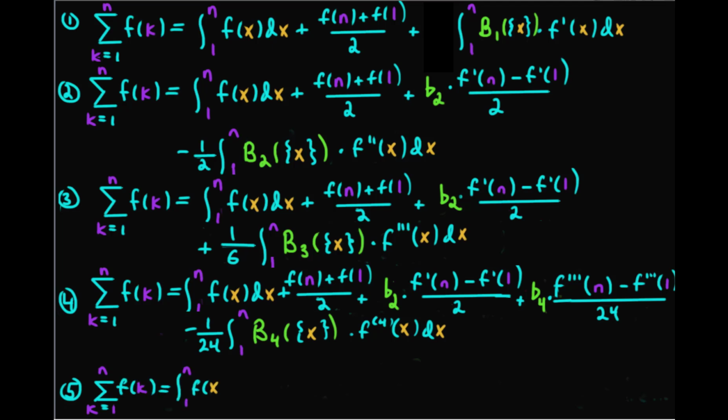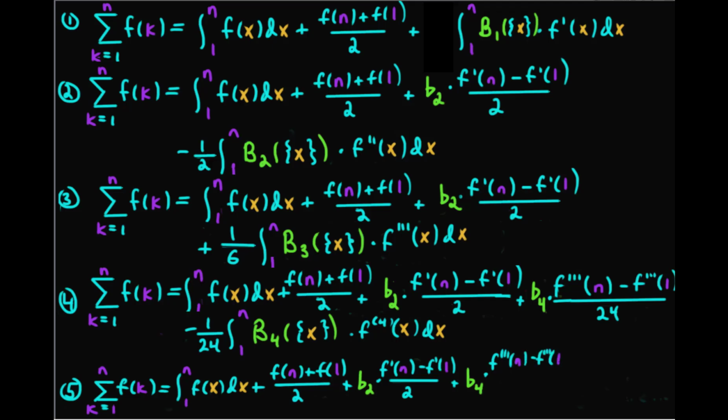This is the formula that says the sum of the values of f of k from k equals 1 to n equals the integral from 1 to n of f of x dx plus f of n plus f of 1 all over 2 plus b sub 2, the second Bernoulli number, times f prime of n minus f prime of 1 all over 2 plus b sub 4 times f triple prime of n minus f triple prime of 1 all over 24 plus 1 over 120 times the integral from 1 to n of the 5th periodic Bernoulli polynomial times the 5th derivative of f of x dx.